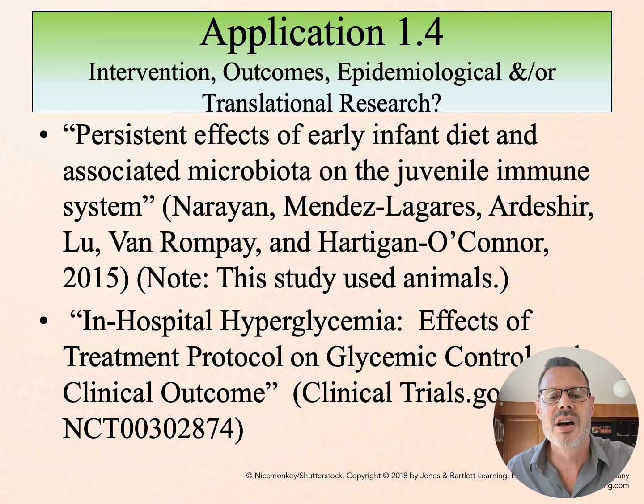Persistent effects of early infant diet and associative microbiota on juvenile immune systems. Which one? It's going to be epidemiological, right? We're looking at specific populations. And then finally, in-hospital hypoglycemia, effects of treatment protocol on glycemic control and clinical outcomes, right? So that's going to be our translational, clinical outcomes, right? I hope that helps.